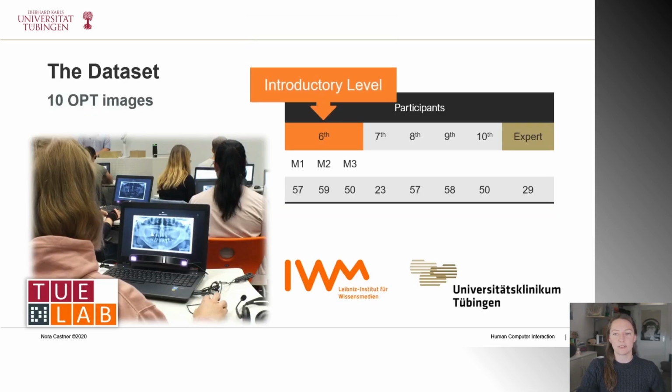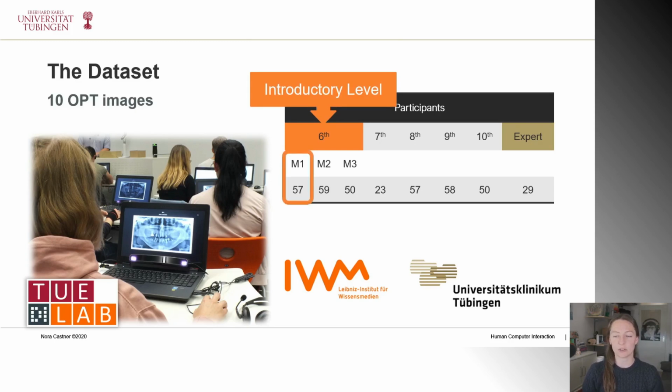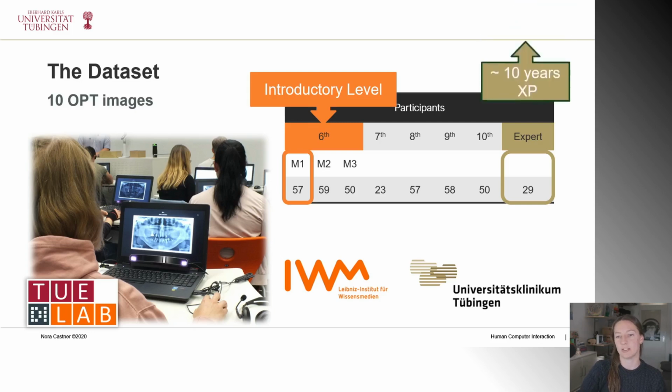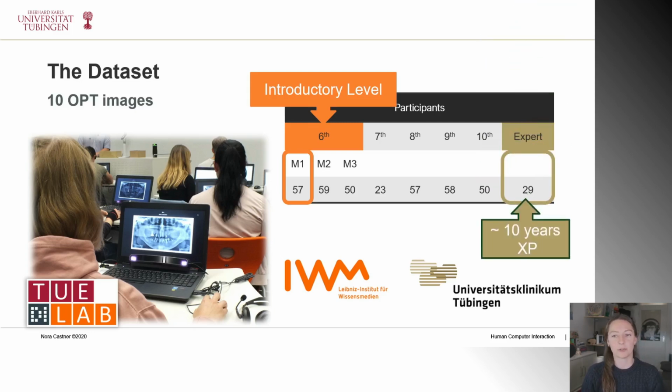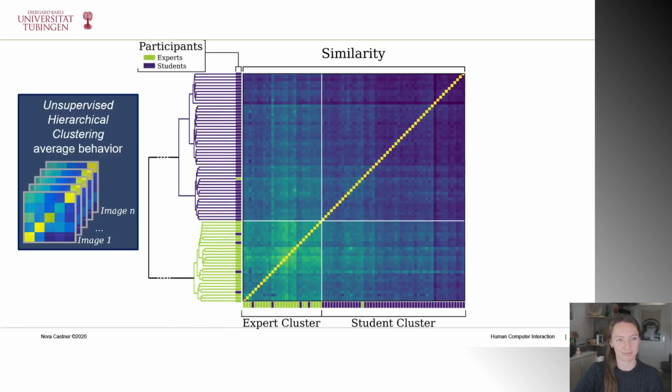A brief description of the data set: we used incoming 6th-semester dental students taken from a larger cohort study. These students have a basic understanding of dentistry, however, no targeted training on OPT inspection. Experts were from the university clinic and had on average 10 years of professional experience. Both groups were asked to inspect the OPT images, and their gaze and their anomaly detection performance was measured. And experts definitely outperformed the students.